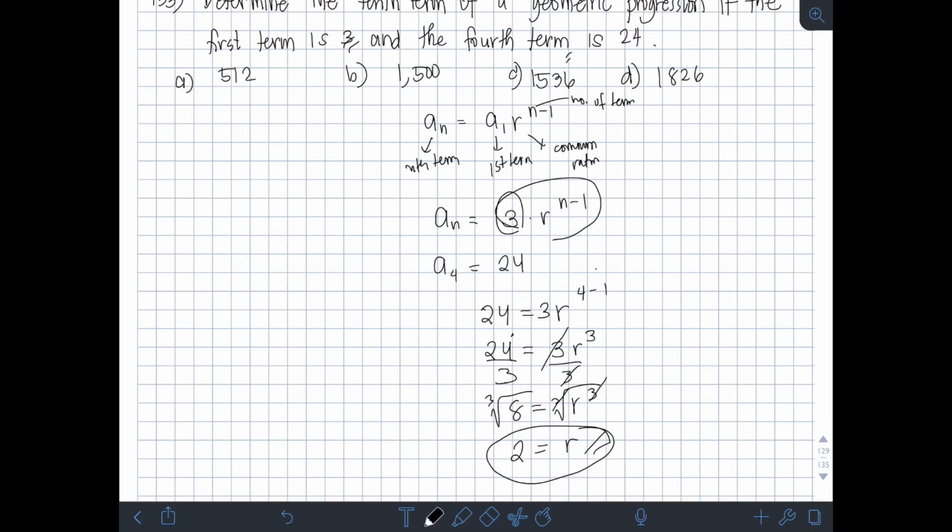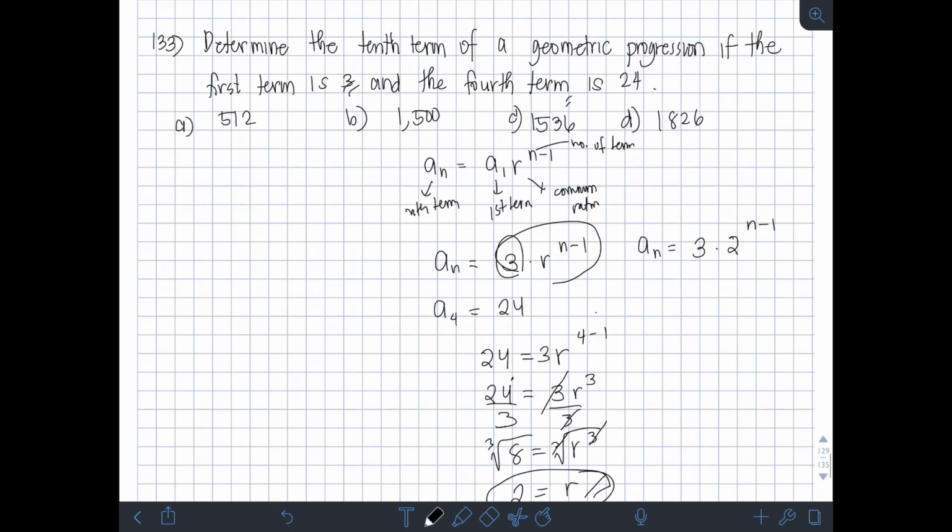Ngayon, meron na tayong pinaka-final formula. A sub n is equal to 3 times r, which is 2, raised to n minus 1. Ngayon, pag pinapahanap sa atin is yung 10th term, sasubstitute lang natin yung n na 10 dito. So, a sub 10 is equal to 3 times 2 raised to 10 minus 1. So, we have 3 times 2 raised to 10 minus 1 is 9.